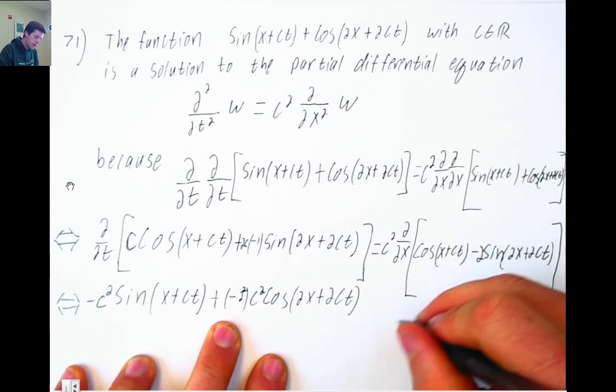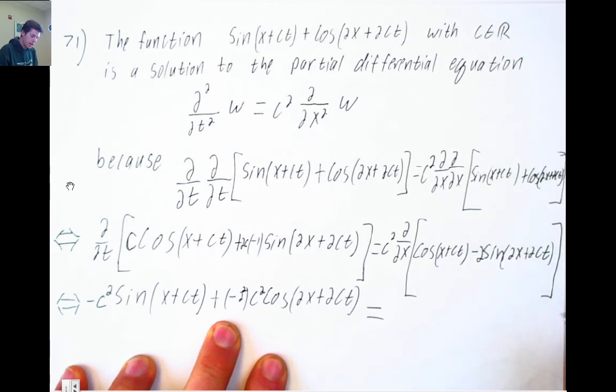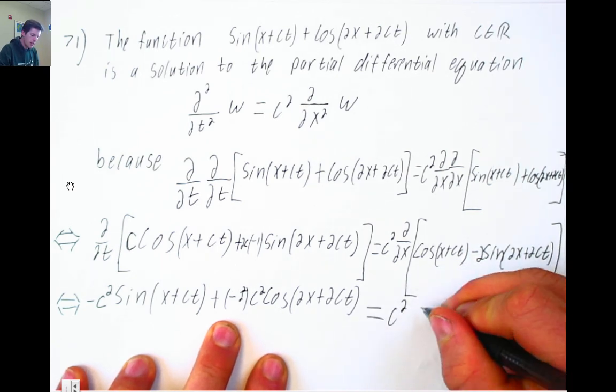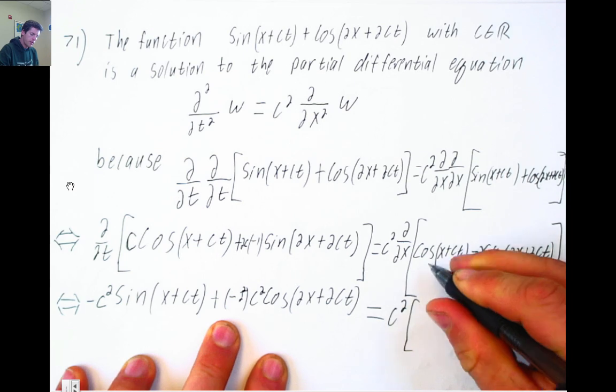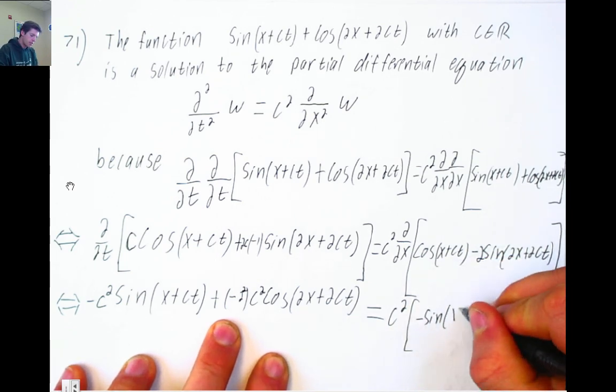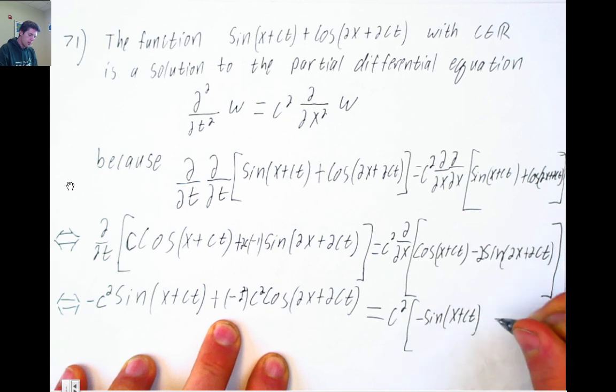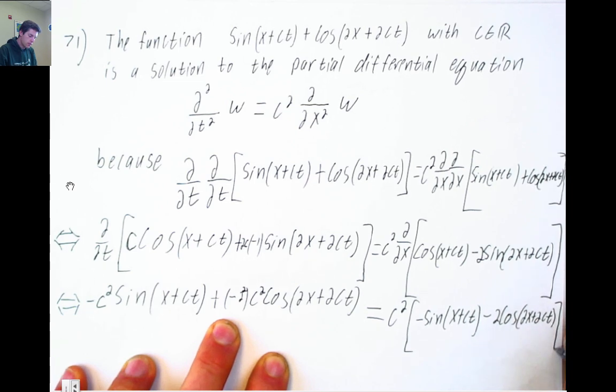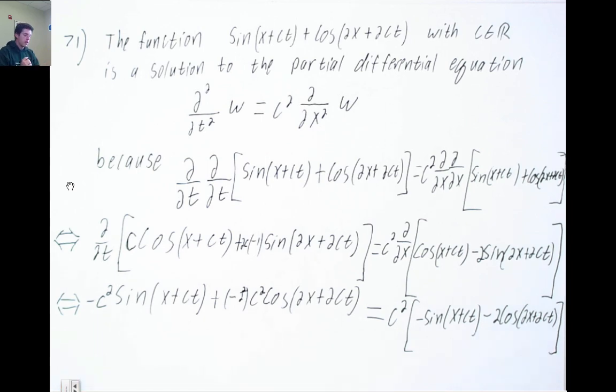Let's see. And then on the other side, pardon my alignment, I have c squared, and the x derivative will come out to negative sine of x plus ct minus 2 times the derivative of sine, which is cosine of 2x plus 2ct. And I need that parentheses right there. Okay, so I'm done with calculating all the derivatives.